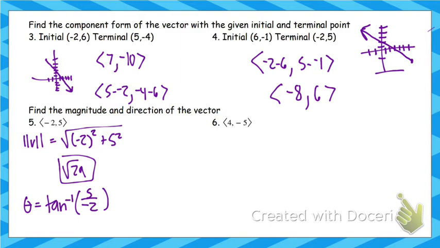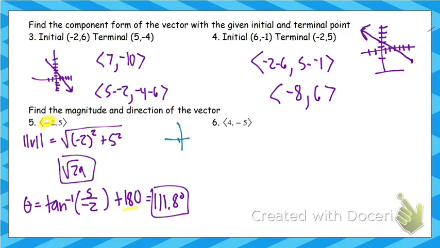If this is in quadrant 2 or 3, if the x is negative, we need to add 180 to whatever we get. So plug that into your calculator, add 180, and you'll get 111.8 degrees. So don't forget that plus 180 if the x is negative or if it's in quadrant 2 or 3. Again, if you draw the picture, that can kind of help you see.